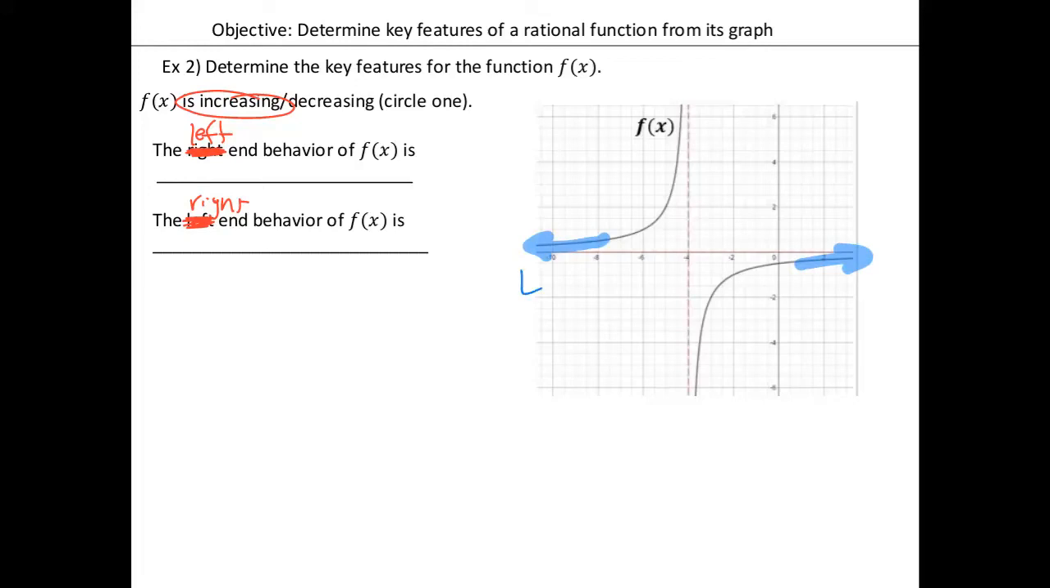Notice the left and the right are getting flat towards the line, which was our y equals 0 for the horizontal. So we would say as x approaches negative infinity, y is approaching the horizontal asymptote, which is 0. And as x approaches positive infinity, y also approaches 0, which is the horizontal asymptote.